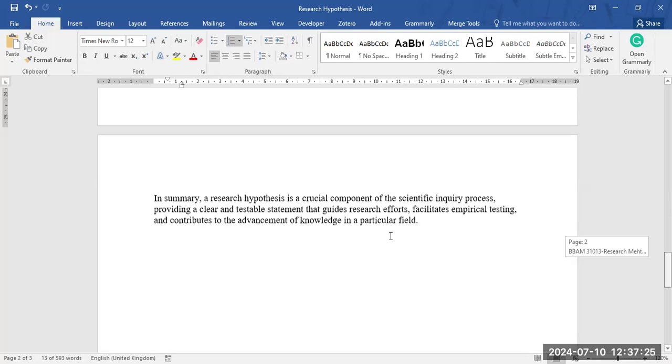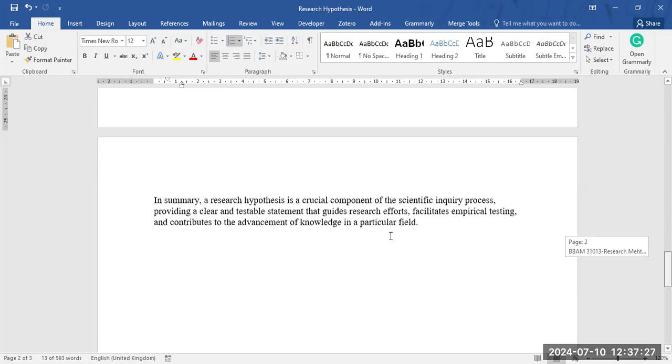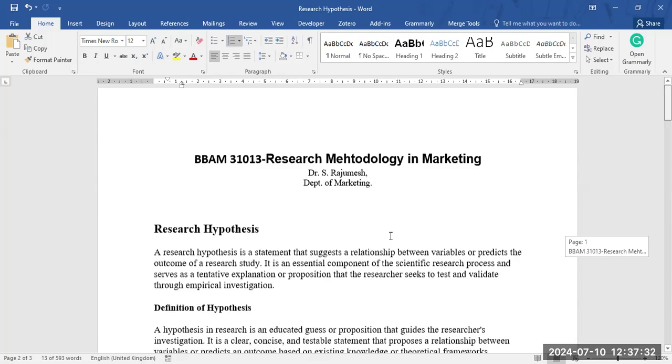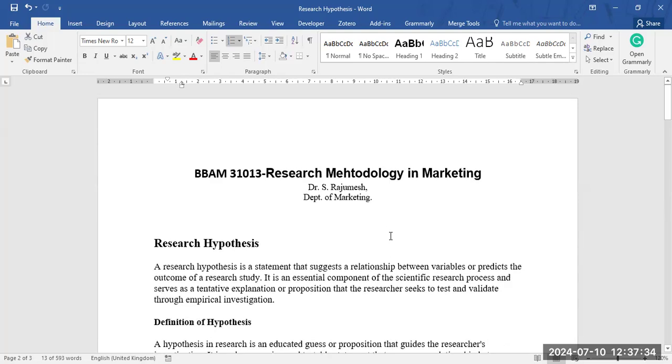So in summary, the research hypothesis is a crucial component, as we have discussed in depth. That's all about hypothesis. Now you can have some idea about the hypothesis.